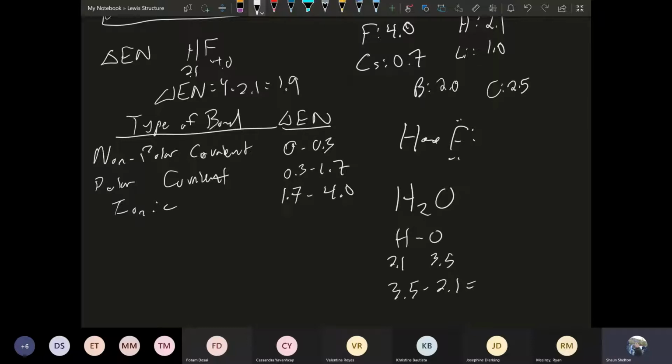Yeah. Brain fart there. I don't know what the heck's wrong with me. Can't even do simple subtraction. I don't know why that happened. 1.4. Now that clearly fits in polar covalent. So that's the type of bond that oxygen possesses.